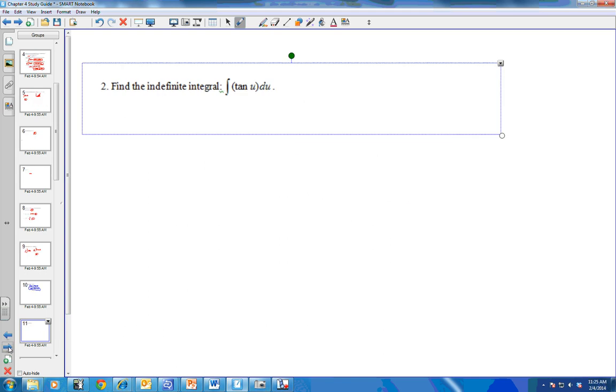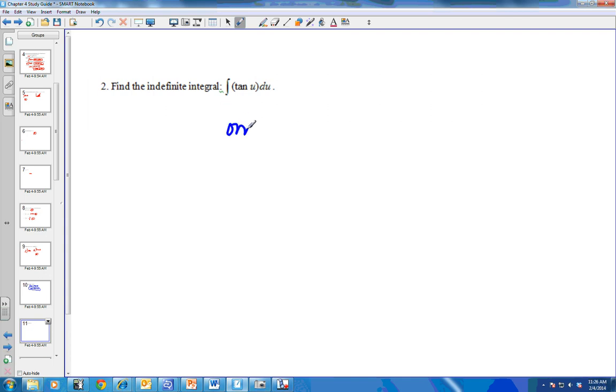Okay, number 2, same thing. We have not learned the integral of tangent yet, so I'm just going to have you omit this one for right now. And that will come in a later section, in a later chapter.